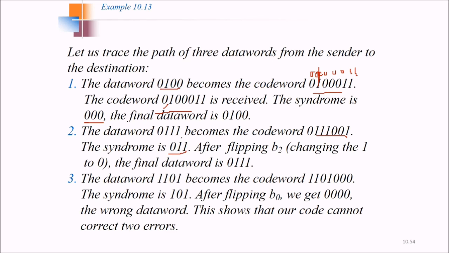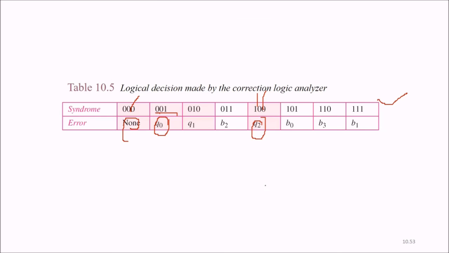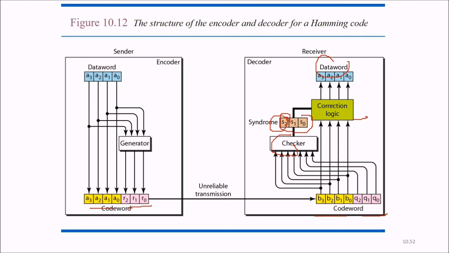The syndrome is 011. After flipping B2, that is changing the 1 to 0, the final data word will easily be 0111. And the data word 110 becomes the code word 110100. The syndrome is 101 and we flip the B0. What I'm trying to say is we just have to see this table. We're just flipping according to what we have received in S2, S1, S0, right?